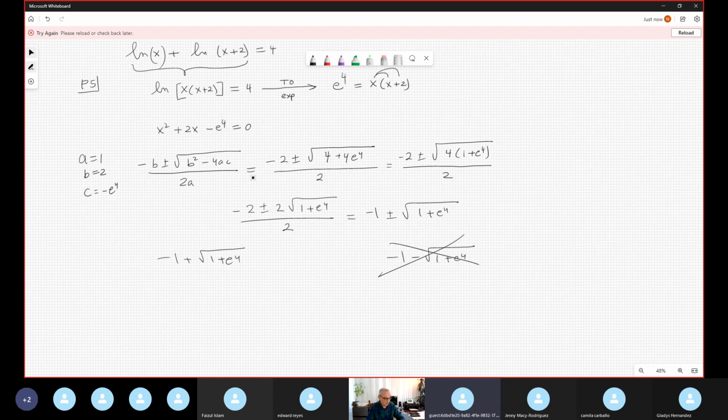Let me see in the calculator. I put it in my own calculator because you want to express the exact solution, but the approximate answer is minus 1 plus square root of 1 plus e to the 4 power.